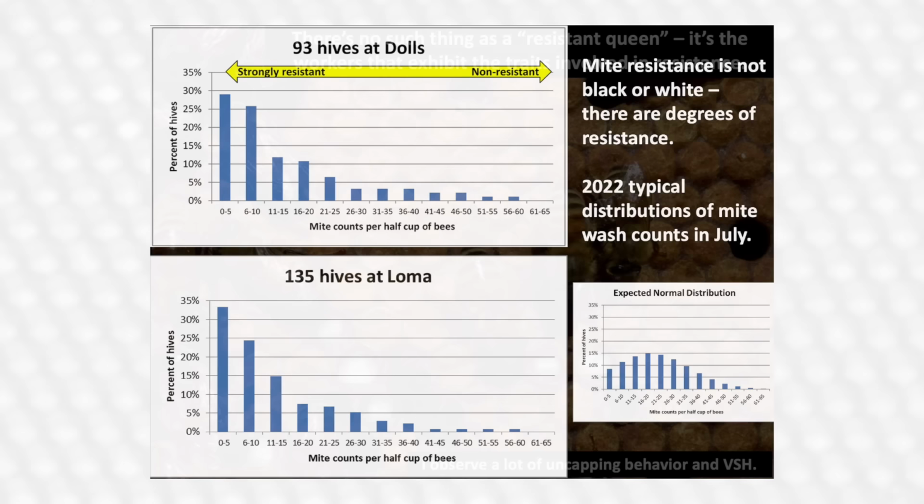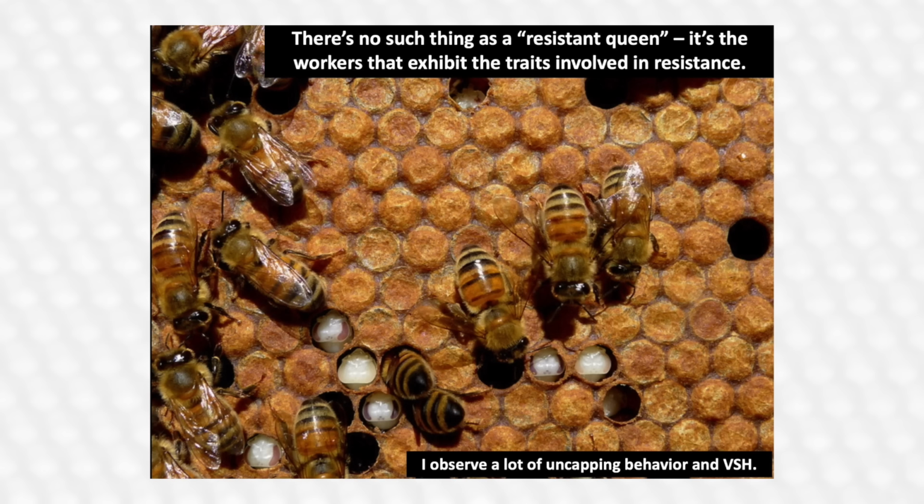The other misconception people have is that they talk about resistant queens. There's no such thing as a resistant queen. Mites don't bother the queens. The queens have nothing to do directly with mite resistance. All they do is pass the genes on to their daughters. The daughters, the workers, are the ones who have to exhibit the traits for resistance.